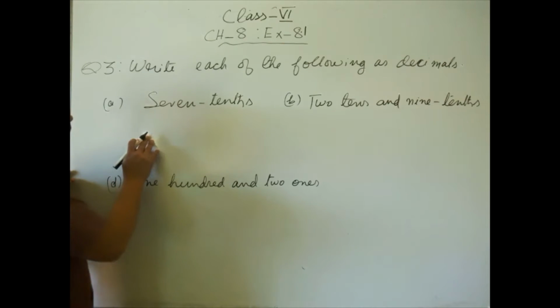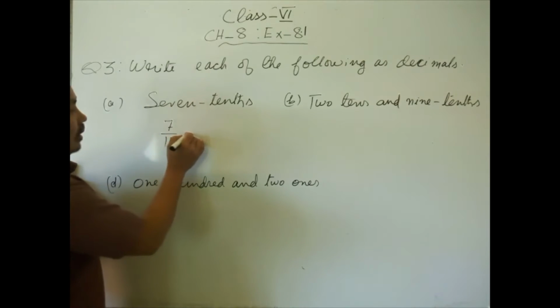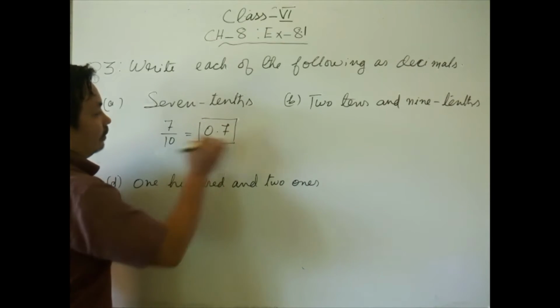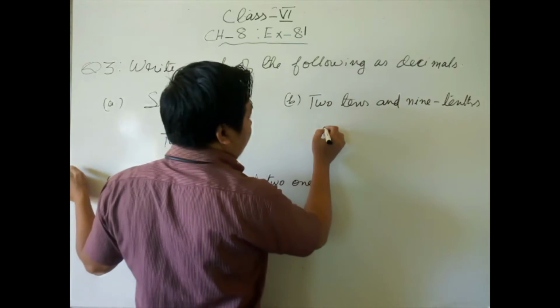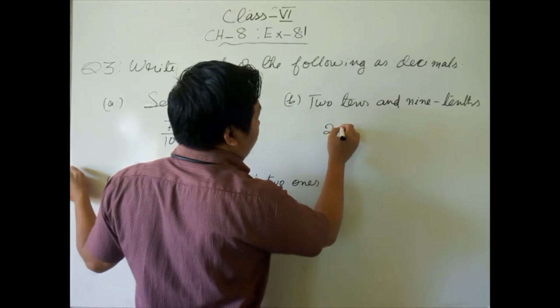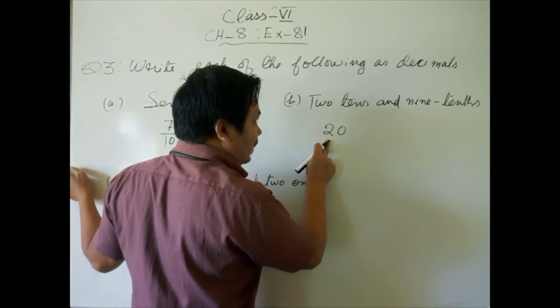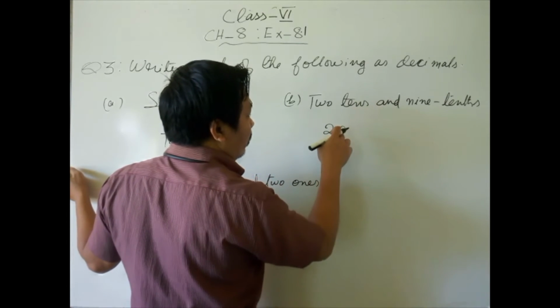So 7/10 means 7 divided by 10, and 7 divided by 10 is 0.7. So this is the answer. Now 2 tens. 2 tens means 20. Yes, 20. 2 is in the tens place, and there is no number in the ones place, so 0.